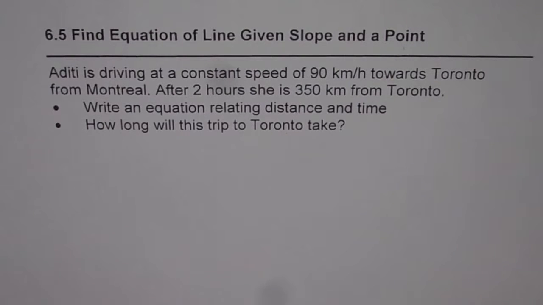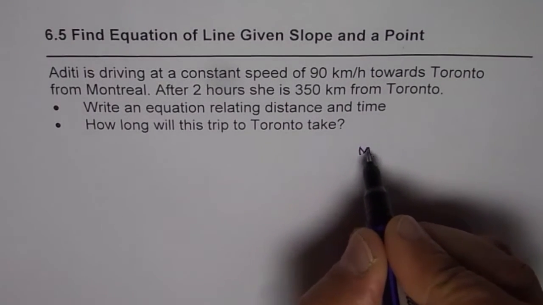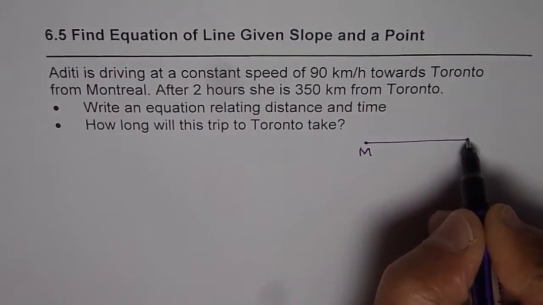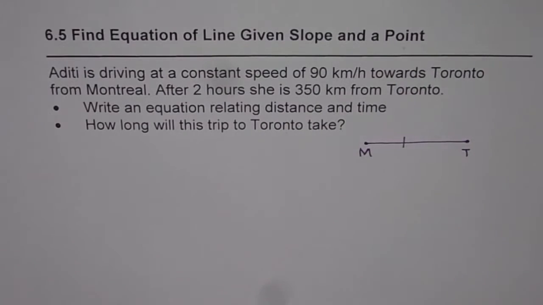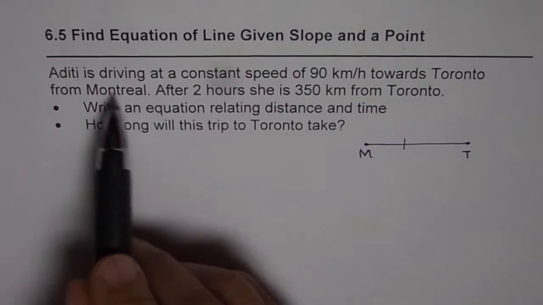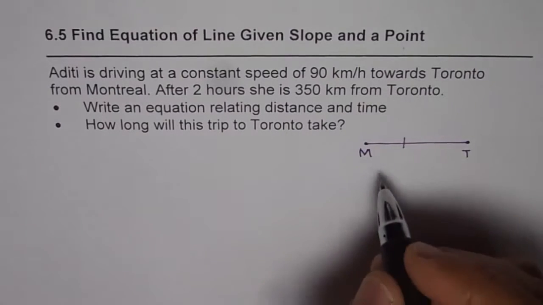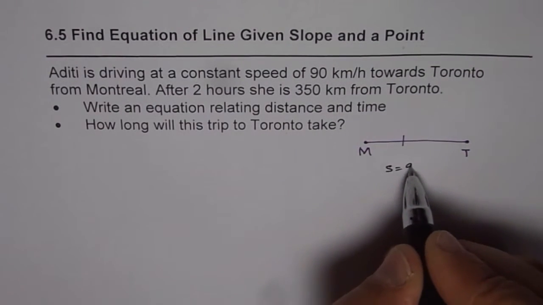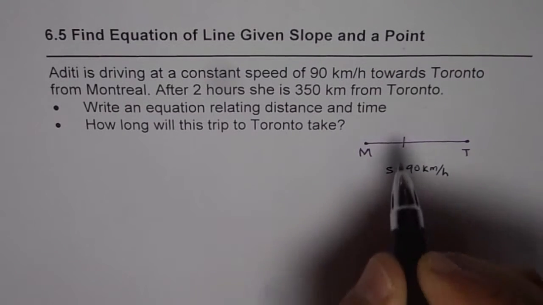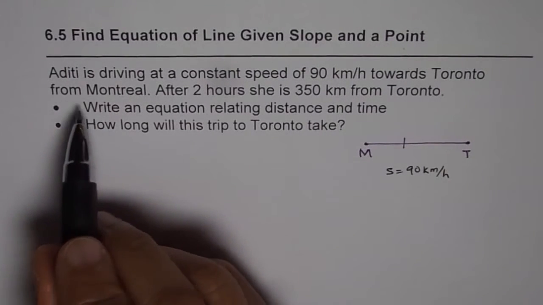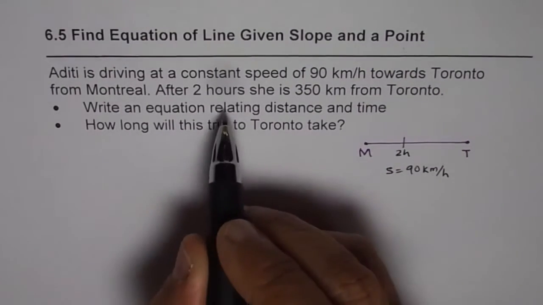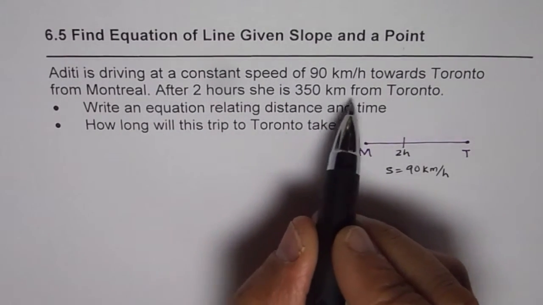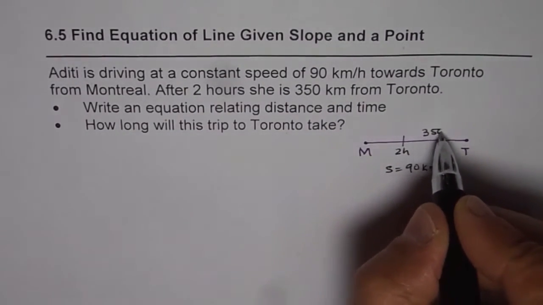Now when you have a word problem like this, it is better to visualize. Let us say Aditi is starting from Montreal and approaching Toronto. Let's say this is T, Toronto. And at some place in between, Aditi is driving at a constant speed of 90 kilometers per hour. After 2 hours, at this time, she is 350 kilometers from Toronto. So this distance is 350 kilometers.